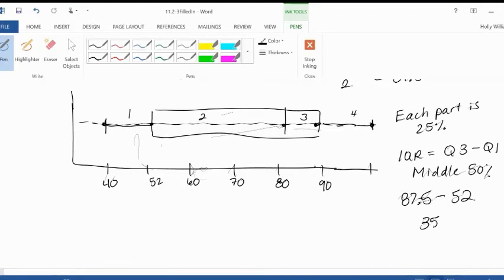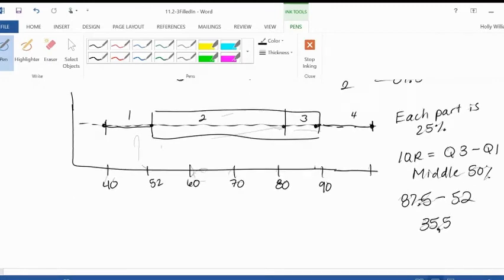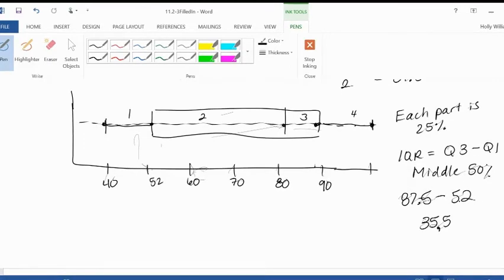So what does that mean? That means 50% of our data is in a range of 35.5. So there's a spread, like 50% of our numbers are 35 apart. I guess you can kind of think of it that way. So 50% of our numbers are between 0 and 35. That's all that's saying. That's the first part of your e-learning. You guys okay with that? It's totally a review from last block.